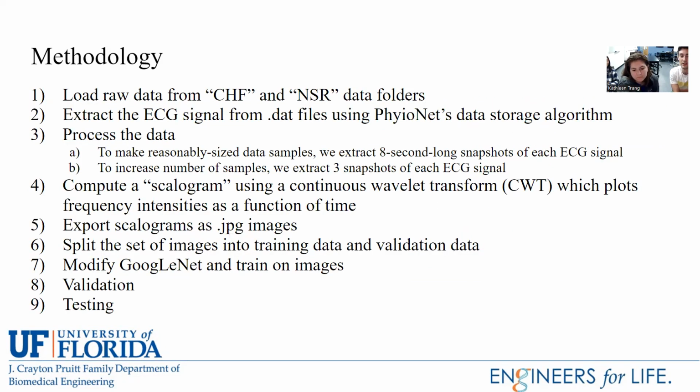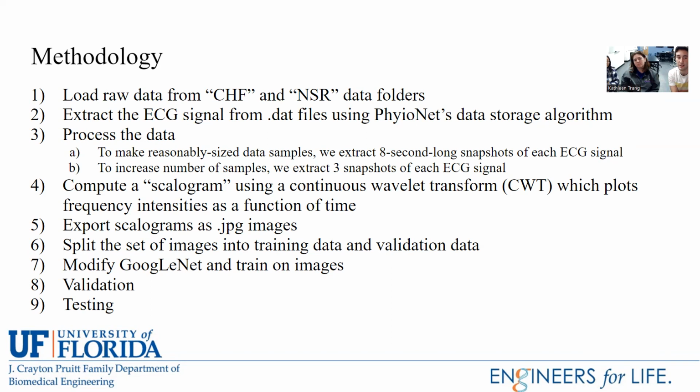The methodology for the project: the first thing was to load the raw data from the CHF and NSR data folders that we accessed from Physionet. Then we had to extract the EKG signal from .dat files using Physionet's data storage algorithm. And we had to process the data, which was in two steps. We had to make reasonably sized data samples. And for that, we only extracted 8 seconds from each EKG signal, just so that we wouldn't have to analyze all 20 hours or so.